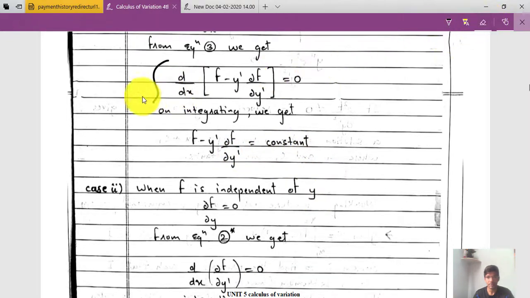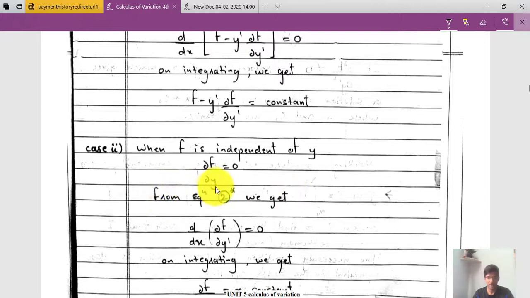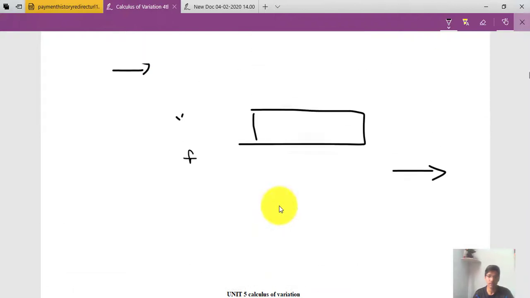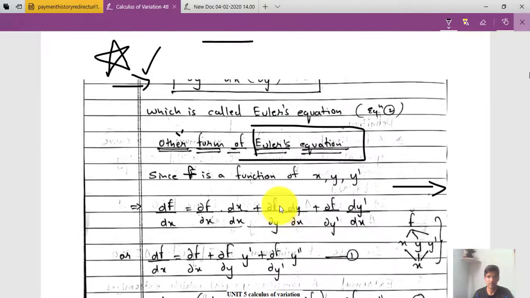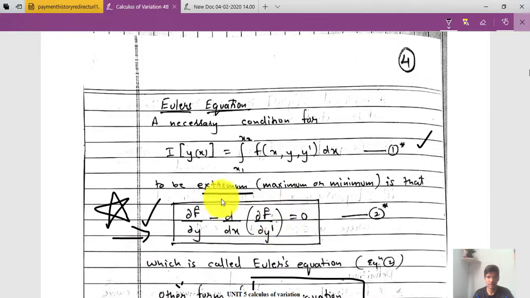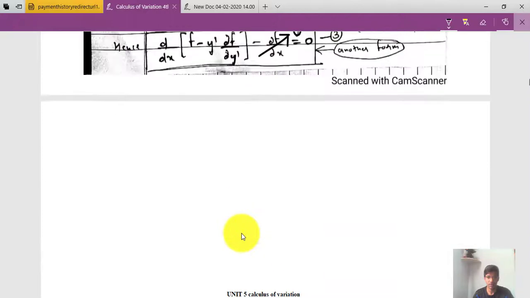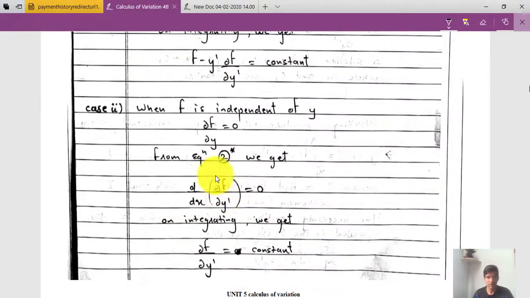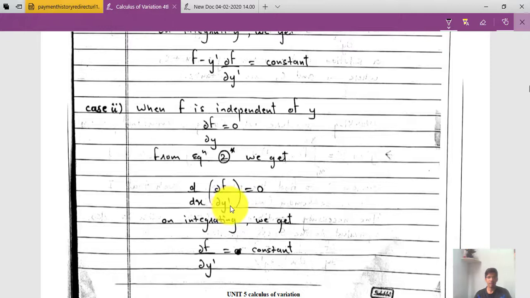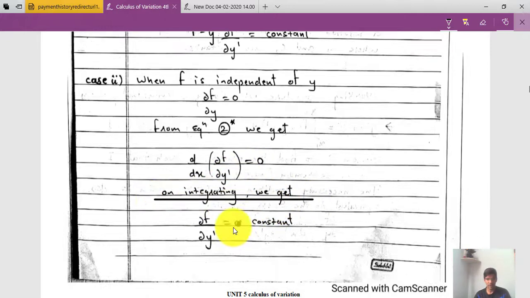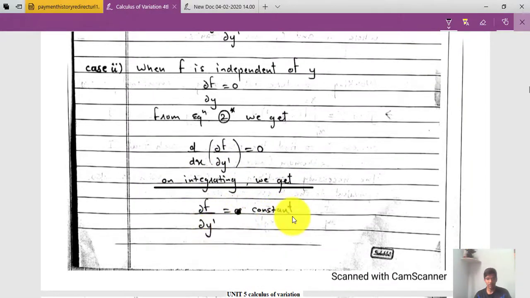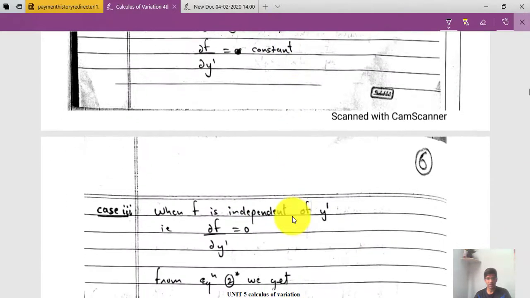Now when f is independent of y, dou f by dou y equal to 0. Therefore from equation 2, that is your Euler's equation, here it is, dou f by dou y equal to 0. If this term turns out to be 0, then what do we have? We have d by dx of dou f by dou y prime equal to 0. Therefore on integrating, what do we have? Dou f by dou y prime equal to constant.